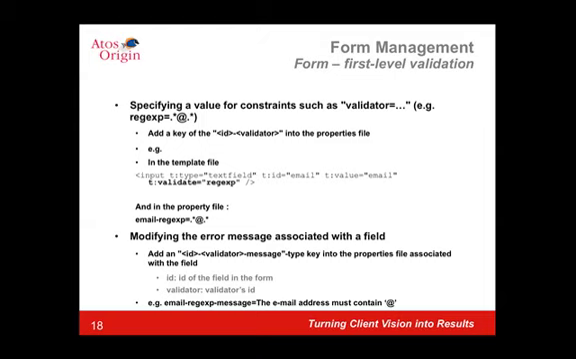For example, we have an email field. We declare the value of the regex validator in your properties file by adding the email regex entry. It is also possible to export the error message associated to a validator by adding the ID validator message entry in your properties file. If we take the example of our email, we may add the email regex message entry.